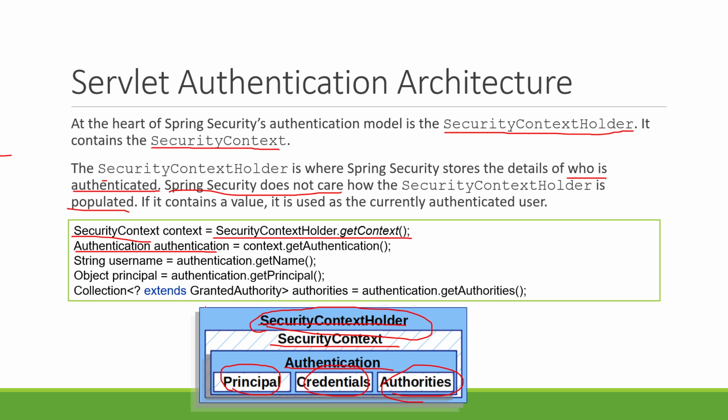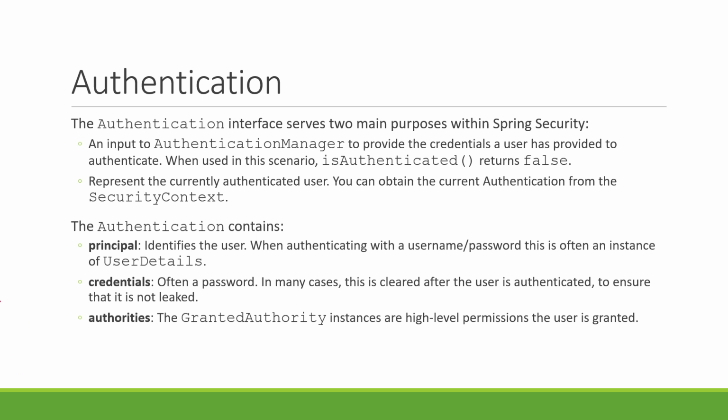Later on, definitely we're going to deal with this, because once we implement our own authentication, we have to populate this in order for Spring Security's built-in authorization filter to do the authorization checking for us. So, very important. The Spring Security context holder will hold the Spring Security context, and the main thing in it is the authentication, which represents the currently logged in user.